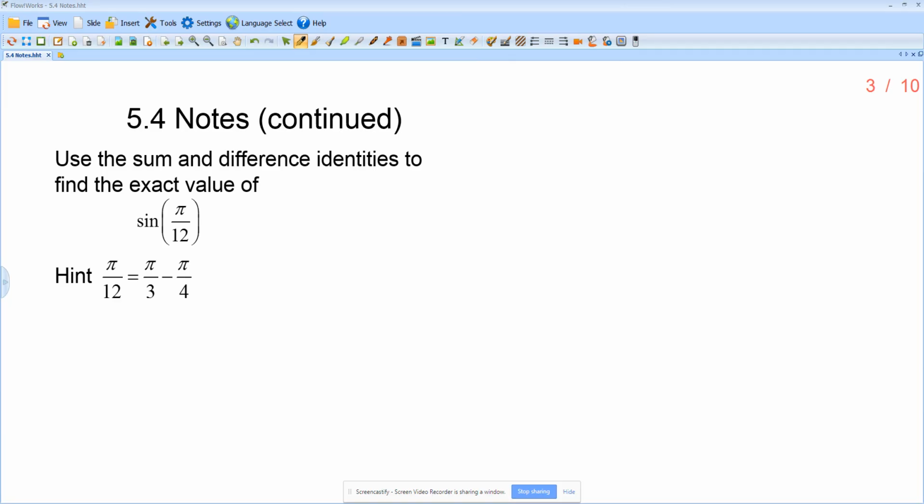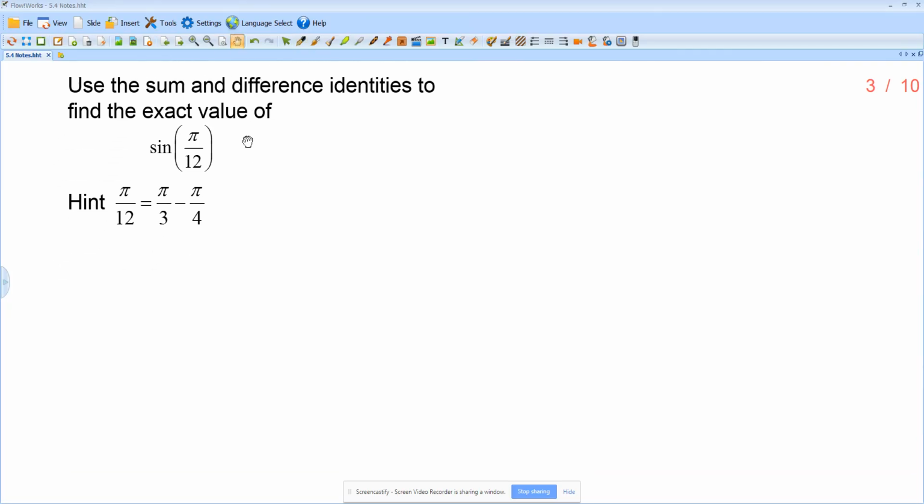All right, so then we're just going to do, I think, 4 slides of examples, just to make sure that you know how it sort of works. So use the sum and difference identities to find the exact value of something like sine of pi 12ths. And I gave you a little hint here that wouldn't be given in something like the book or on a quiz. Pi 12ths can be written as pi thirds minus pi fourths. So this is really the sine of pi thirds minus pi fourths.